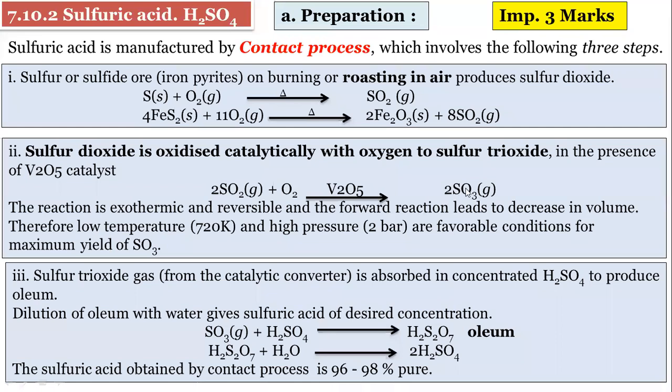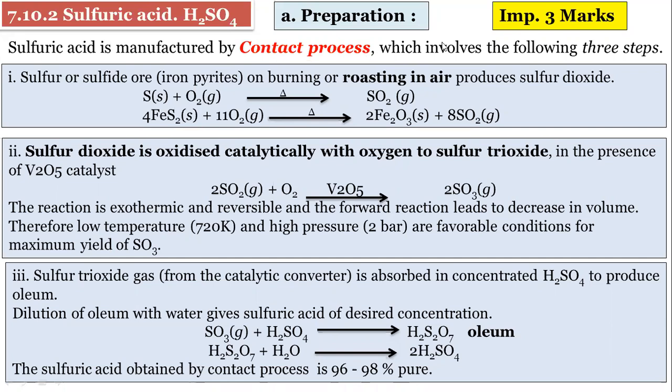Now in the third step, this SO3 sulfur trioxide gas, we have to convert into oleum. So this sulfur trioxide plus H2SO4, here sulfuric acid we have to use, then it is converted into oleum. Oleum is H2S2O7, and this H2S2O7 after treated with water, we get here H2SO4. 96 to 98 percentage pure H2SO4 is obtained by using this method. So this is the industrial method. In industry, sulfuric acid is prepared by using this contact process.